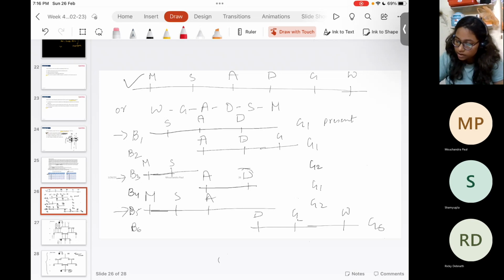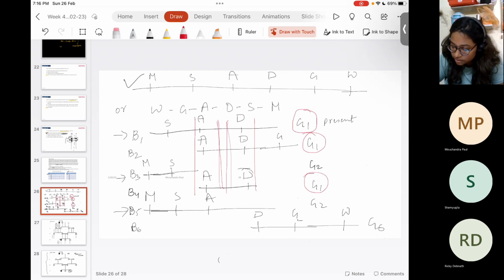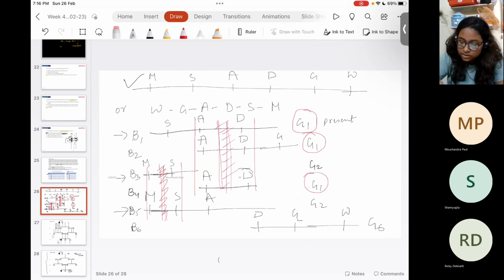Now if I take another color, we can see that the fragments having G1, these three fragments B1, B2 and B4, they have a common region, right? So G1 must be lying somewhere here. Whereas G2 is present in B3 and B5, and B3 and B5 have a common region, this one. So G2 must be lying somewhere here. Whereas this is G3 actually.